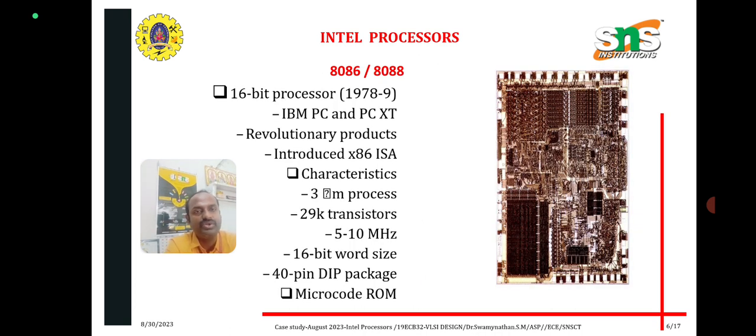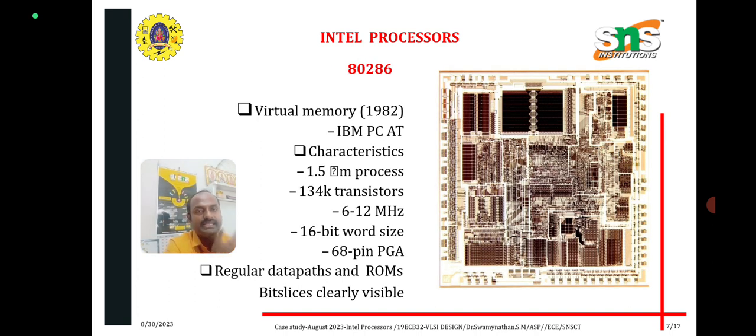And next the 8086 and 8088, a 16-bit processor used in the IBM PC and PC XT. That is a revolutionary project with the characteristics of 3 micrometer, and 29,000 transistors formed together, 5 to 10 megahertz, 16-bit word size, 40 pins, that is a DIP package, and microcode ROM, read only memory.